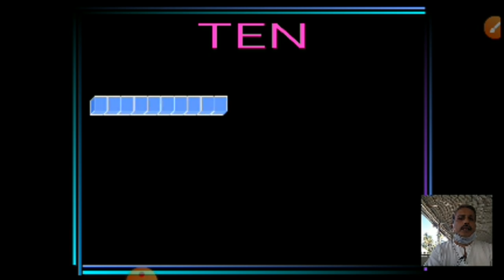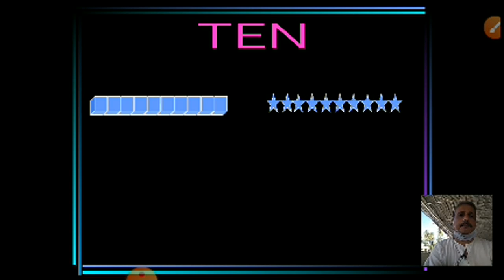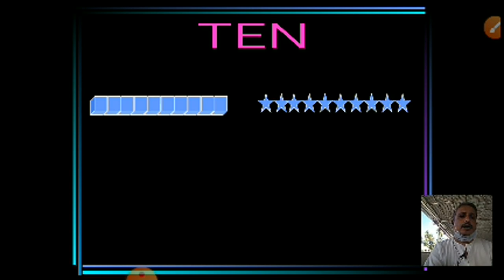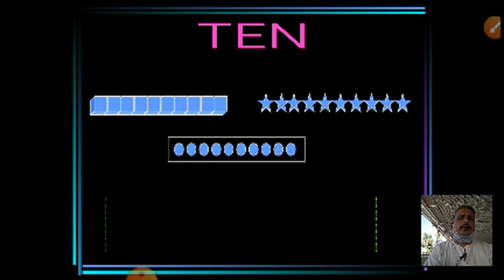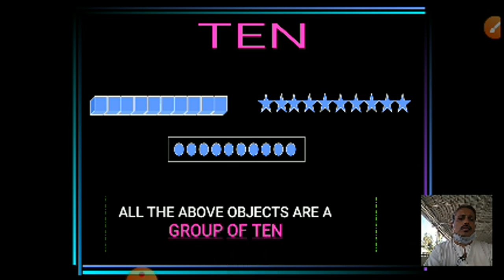Now, afterwards there is 10. We can find 10 cubes bunched together showing 1 ten. 10 stars grouped show 1 ten. 10 circles show 1 ten. All the above objects are a group of 10.